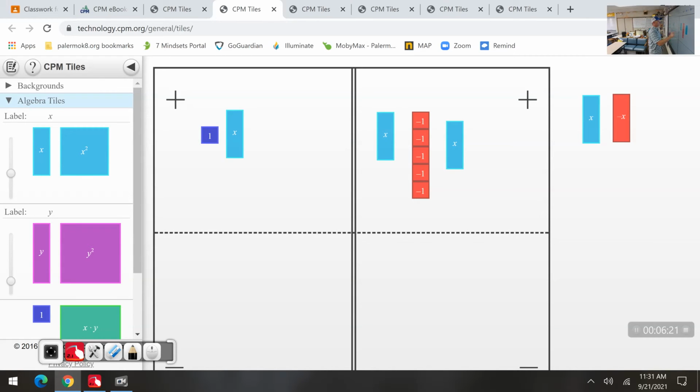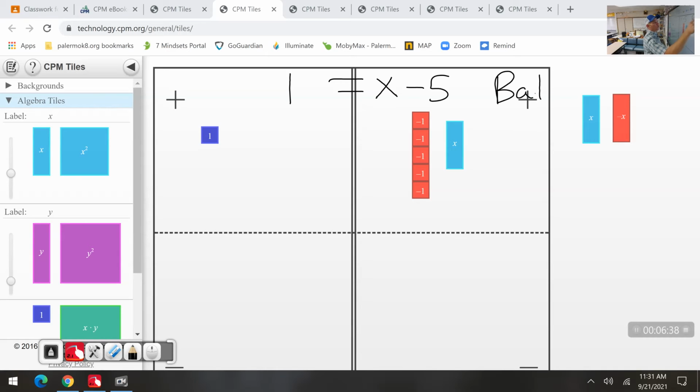I'm going to do a balance. They're matching tiles on matching sides, so I'm going to balance. And I write what I see. I see 1 equals x minus 5. That was a balance in row 3. In row 2 was a zero pair. Then we did a balance. Okay, next we have a side-to-side flip.